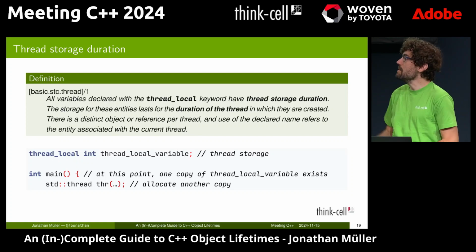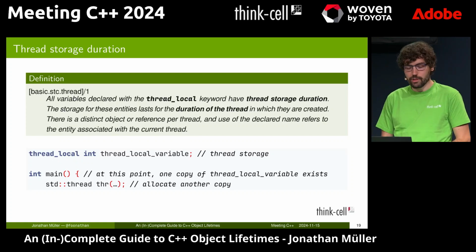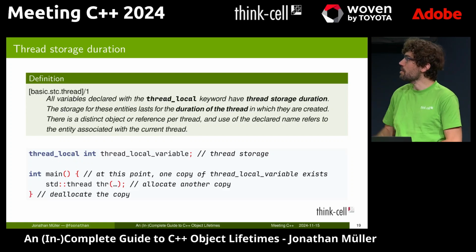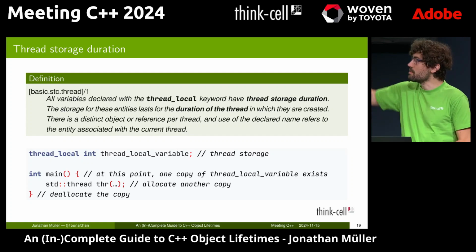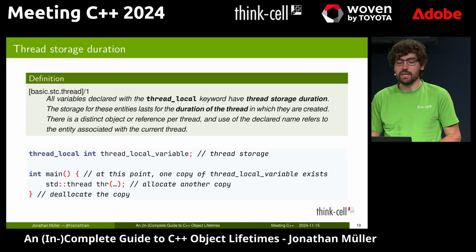Then we launch another thread. This allocates another copy of the thread local variable. When we destroy the thread, we deallocate the copy. And when we end the program, we will end the lifetime of the main thread. Right? So just like static, just 1 per thread.